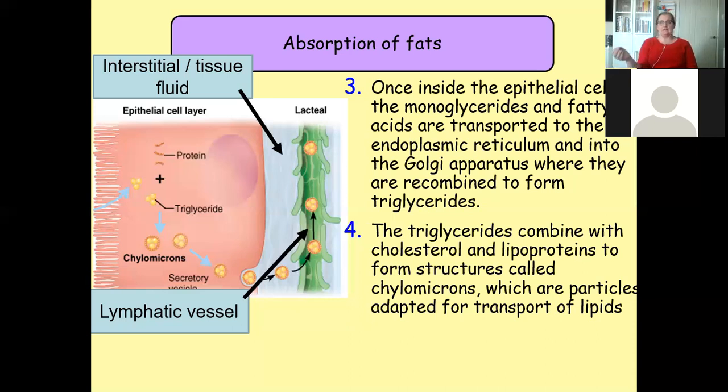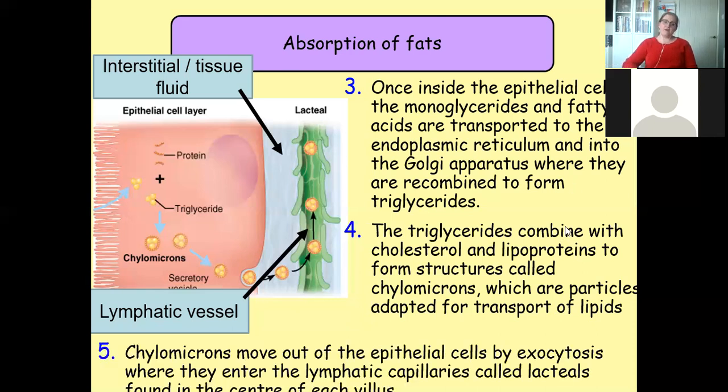Basically, to get into the lacteal, the triglycerides would need to pass through the cell. To be able to pass through the cell, they need to pass through as monoglycerides and fatty acids, and then can get reformed in the Golgi as triglycerides. And 5, our chylomicrons move out of epithelial cells by exocytosis, where they then enter the lymphatic capillaries called lacteals, found in the center of each villus.